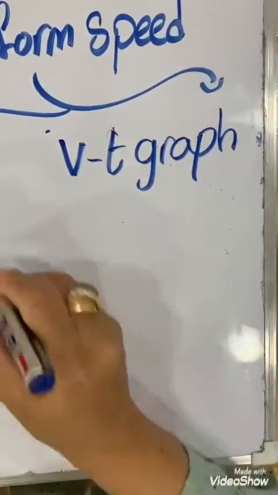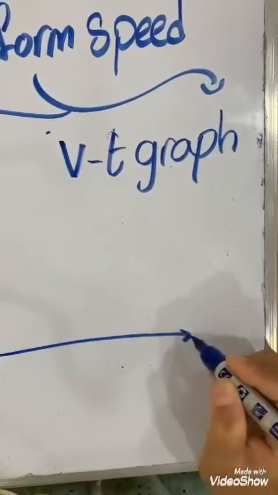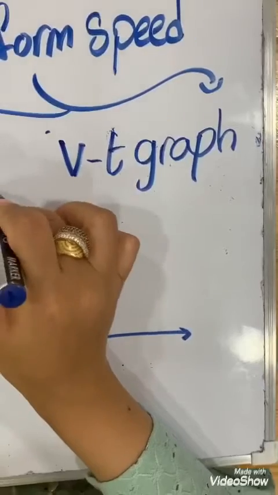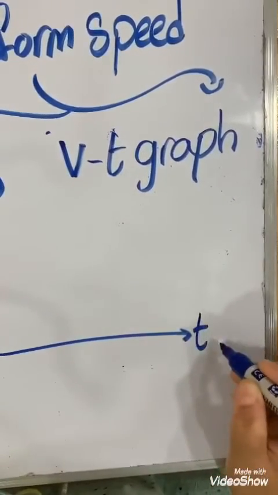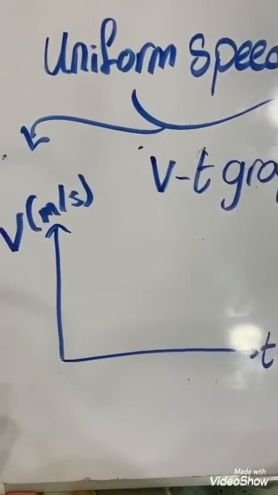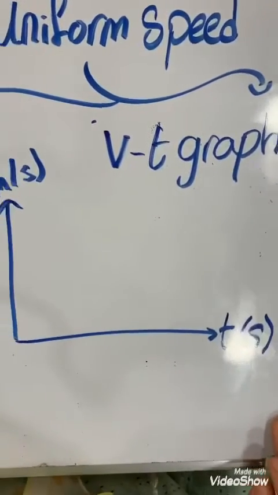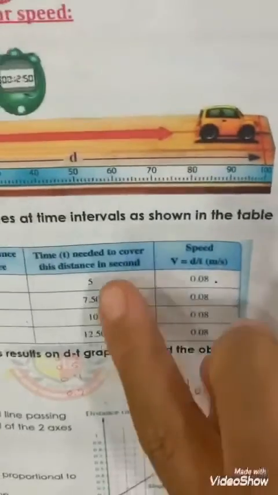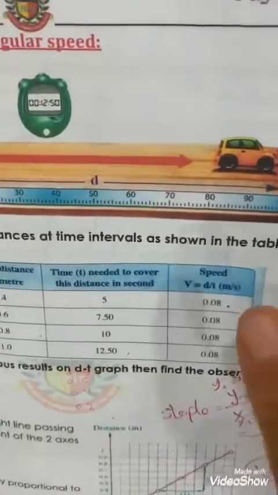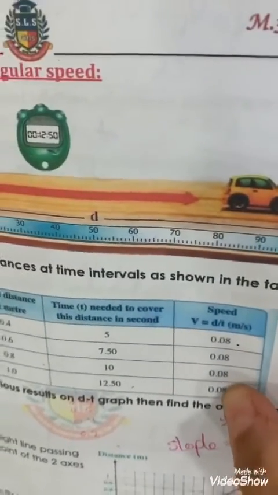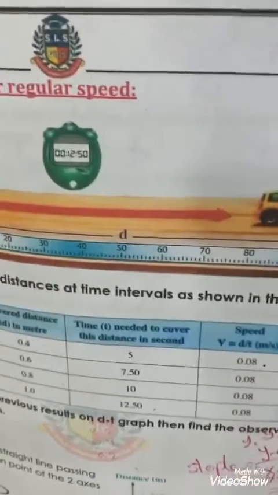Okay, we will draw also the x-axis and the y-axis. The y-axis will have the speed, meter per second. The x-axis will have the time as usual, whose unit is second. So v on the y-axis and t on the x-axis. Let's put the points with the same table. I have the points: time 5, 7.5, 10 and 12.5. The speed is all the time 0.08, 0.08, 0.08, 0.08. It's not changed because it's uniform speed.